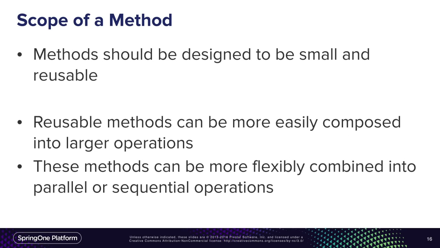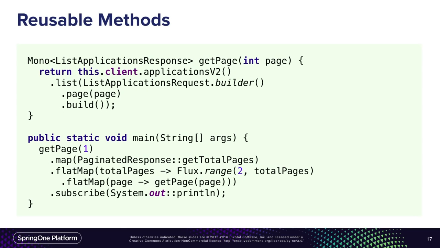So one of the great things about making methods like this, these highly reusable methods, is that we can use them in many different ways. We can use them in parallel. We can use them in sequential. And so this is possibly one of the most complex examples we see inside of our code base. And so we have a method here that says, given a page number, what we're attempting to do here is make a paginated request to the server to get between one and n pages to get a complete list of resources from it.